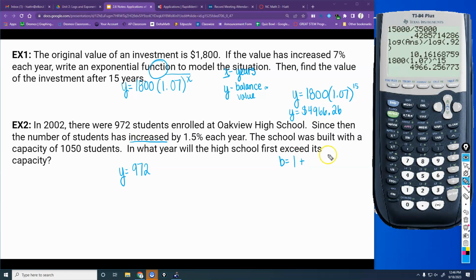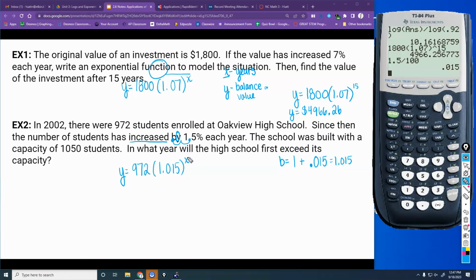Anna, what is 1.5% as a decimal? Okay, so when we want to change something to a decimal, we take our percentage, wherever the decimal point is, we move it 2 places to the left, and fill in any blank spots with zeros. So it's going to be 0.015. Another way you can do it is to divide by 100, because a percent means per 100. So if you divide by 100, you'd get that same value. So we get 1.015. That is our B value.